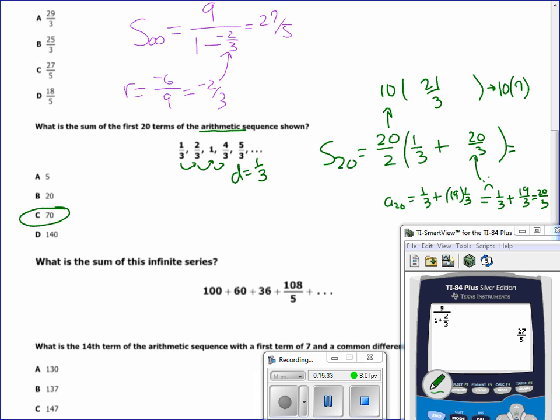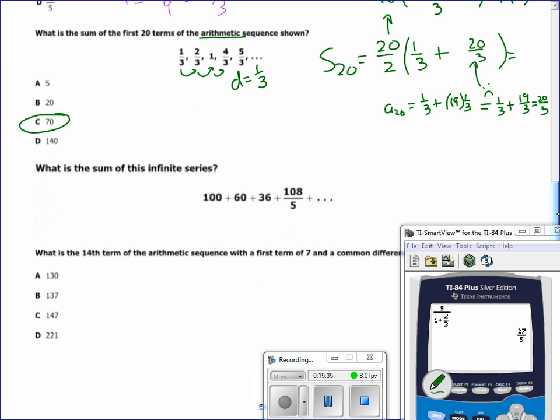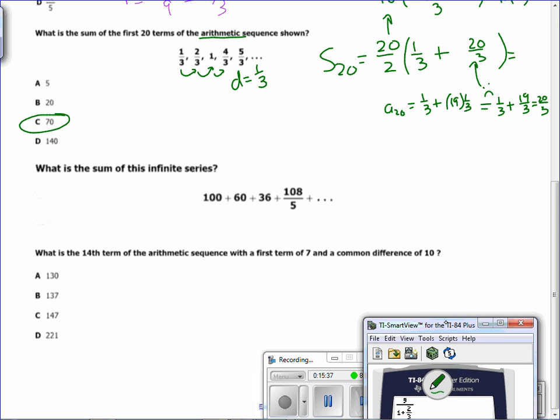All right, last one here, right? Oh, 2 more. All right. Infinite. So sum to infinity, first term's 100, divided by 1 minus, I need my common ratio. Any two numbers gives you your common ratio. So my common ratio, 60 divided by 100.